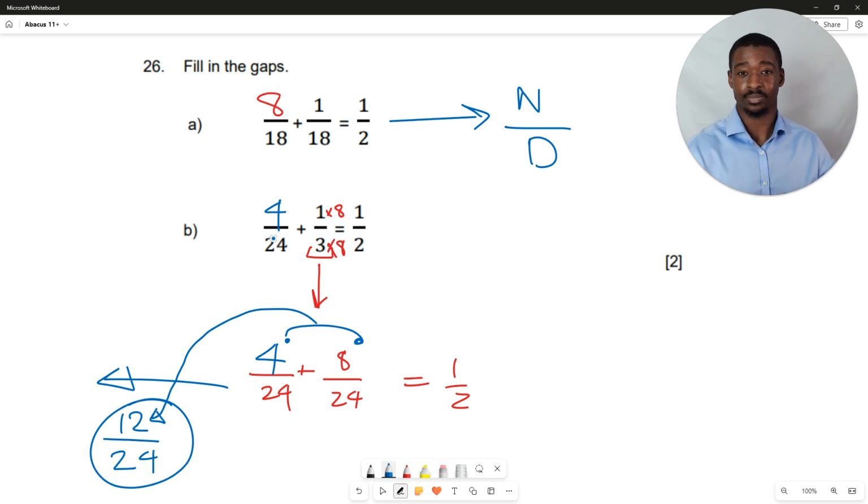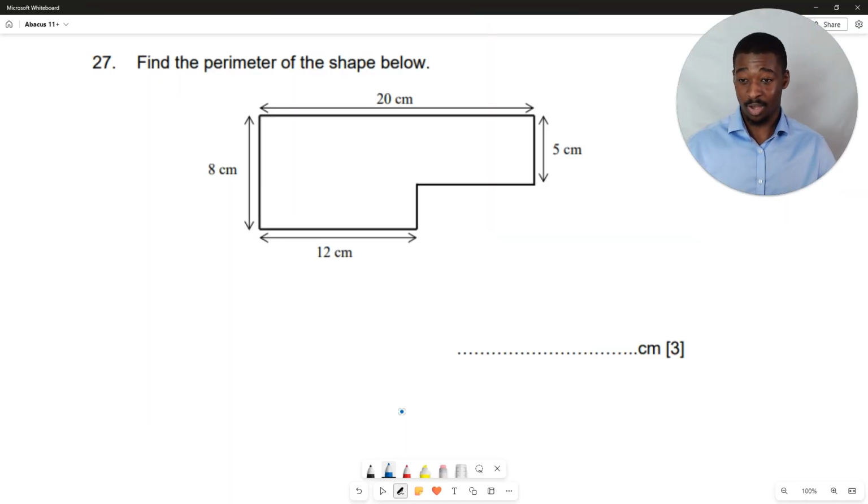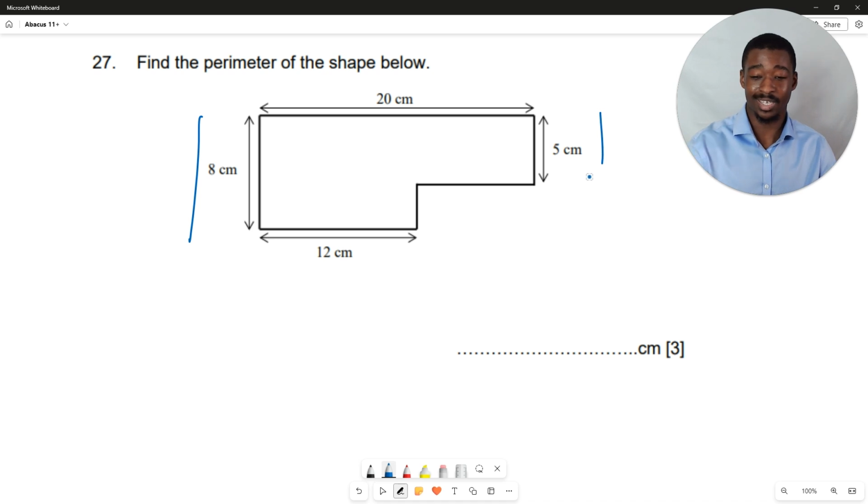This is our answer. Now, for this question, we have to work out the perimeter of the shape below. And these questions are all about finding the missing values. So we have the missing value here, and we have the missing value here. How do we work out what these missing values are? Well, we simply compare the other values that we see around the shape.